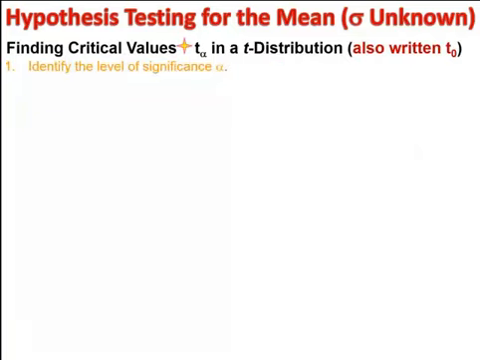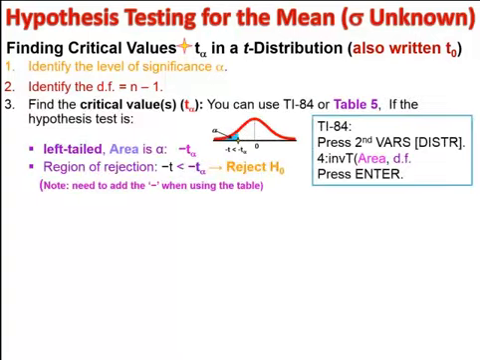Finding the critical value in a t distribution. A note here is that the critical value is sometimes symbolized with a t sub alpha or a t sub 0. The critical value is based on the level of significance, or alpha. The first thing you're going to do is identify alpha, which is normally given in the problem. Then identify your degrees of freedom, which is your sample size minus 1. Then we're going to find the critical value either in our calculator or by looking it up in the table.